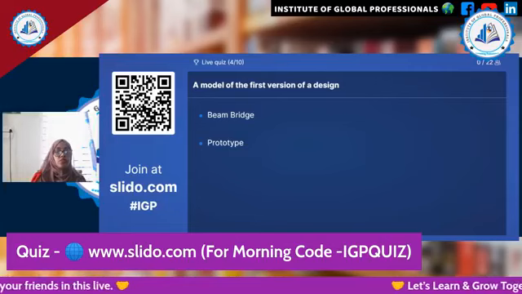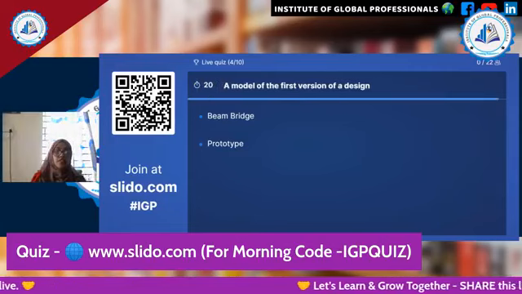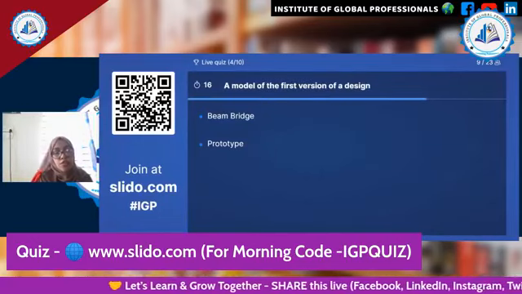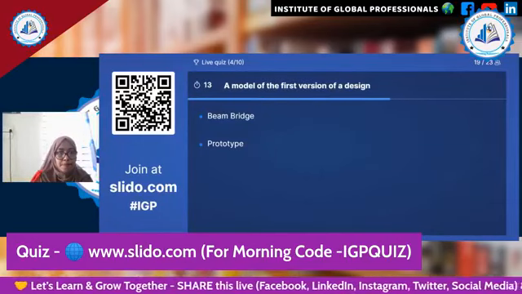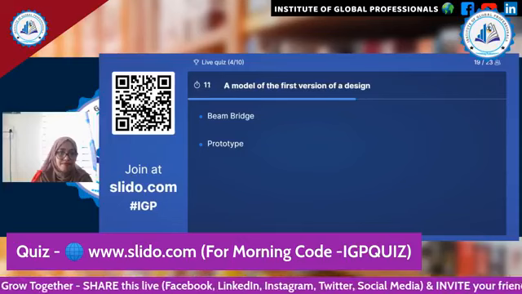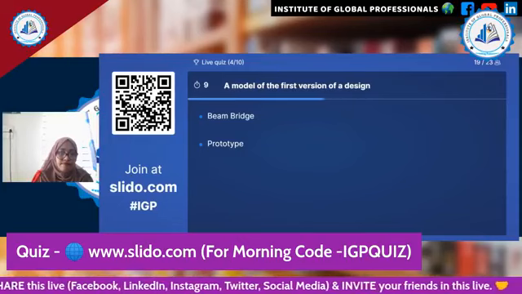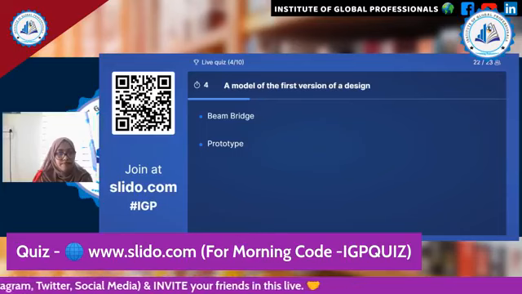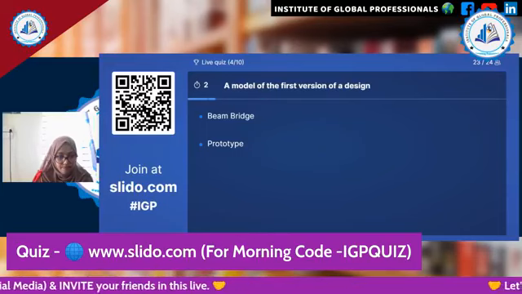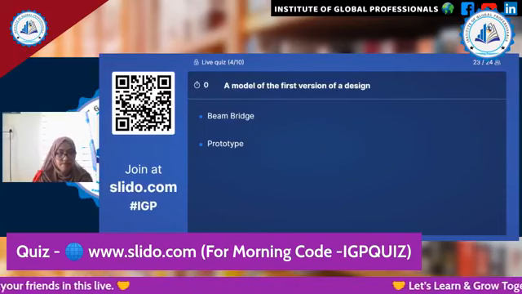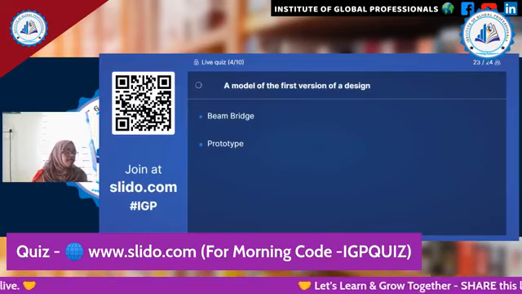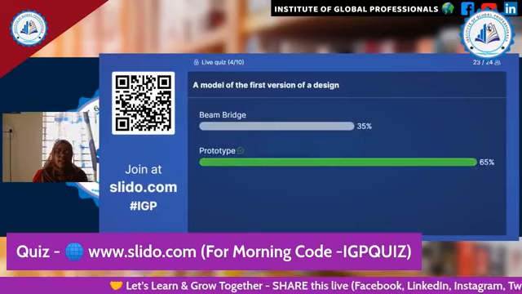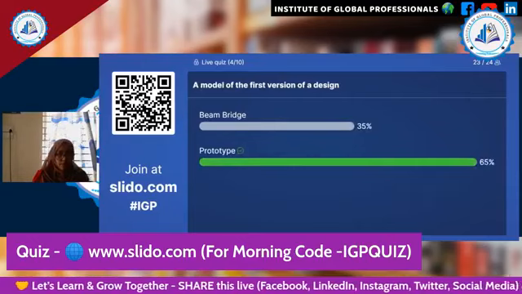Our fourth question. A model of the first version of a design is: first option, beam bridge; second option, prototype. And the correct answer is option 2, prototype.